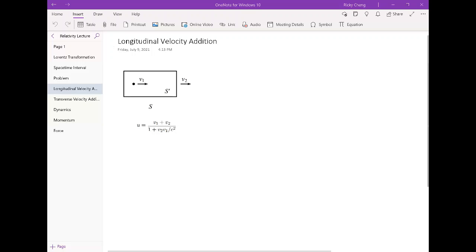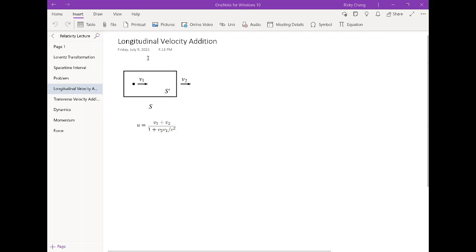Okay, so in this guest lecture, we'll be continuing the relativity material, and I hope you understood what I was talking about in the last few guest lectures. In the last guest lecture, I believe we covered Lorentz transformation and space-time interval. So now we're going to move on to some other relativity topics.